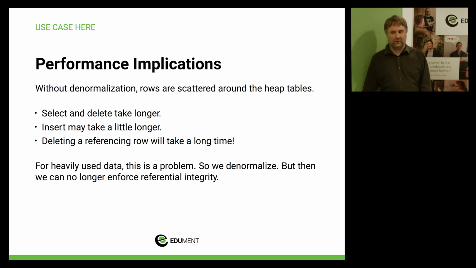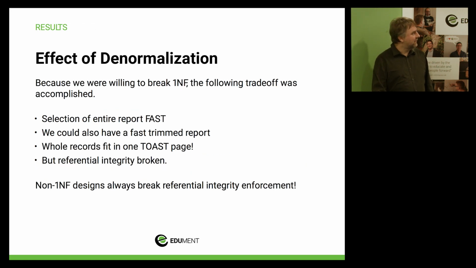So, of course, if we denormalize, we can't say if we're deleting a protein reference, we're going to delete related rows, because that no longer means anything from a relational math perspective. Now, with denormalization, what we were able to do is select the entire blast report at the same time. We had a new trimmed blast report in there also that would eliminate duplicates primarily, because you'd have possible duplicates in your database. The whole blast report would then fit in one toast page.